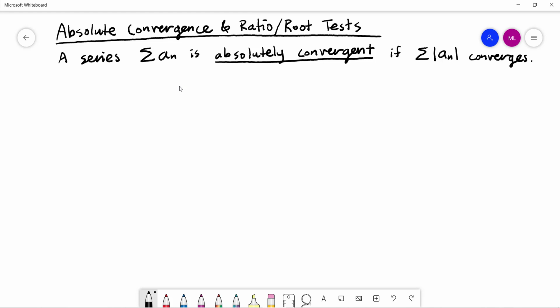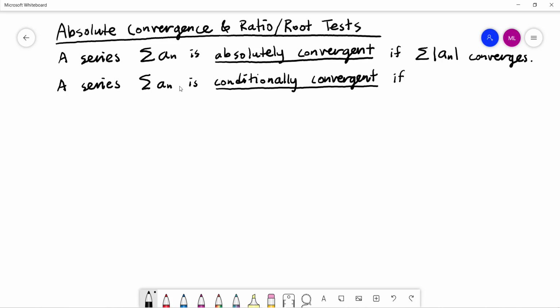And a series a sub n is conditionally convergent if it is convergent but not absolutely convergent. So it still converges, but not absolutely.